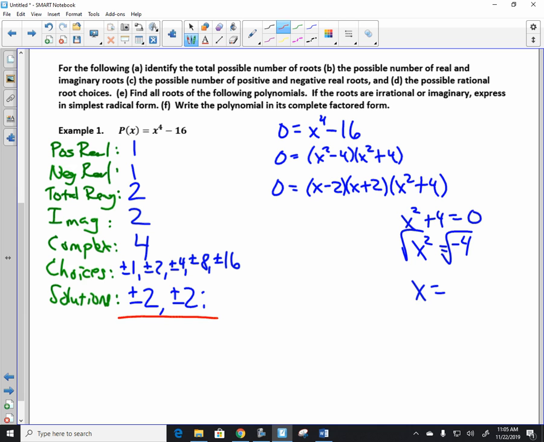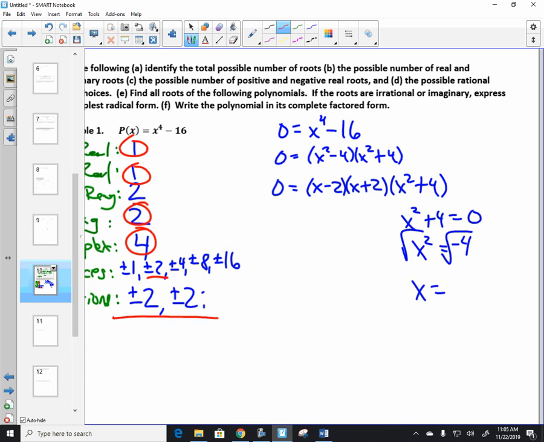Look at how our answer is confirmed from the very beginning. Positive 2 is my positive real. Negative 2 is my negative real. 2i and negative 2i are my imaginary. So you can see how they are all lined up exactly like we want. Those are my rational real solutions. Kind of cool, huh? It all matches up. Confirm your answer. Flip it over.